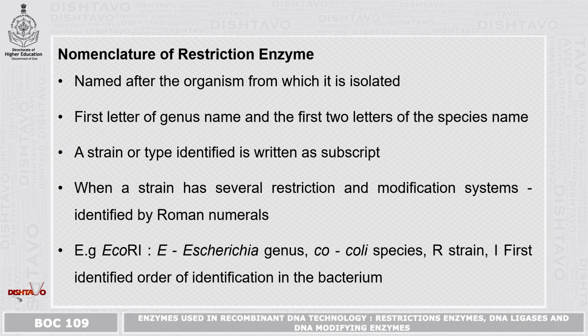For example, EcoR1. The alphabet E is taken from the genus Escherichia. The letters co are taken from the species coli. R is the strain and 1 is the order of identification in the bacterium.